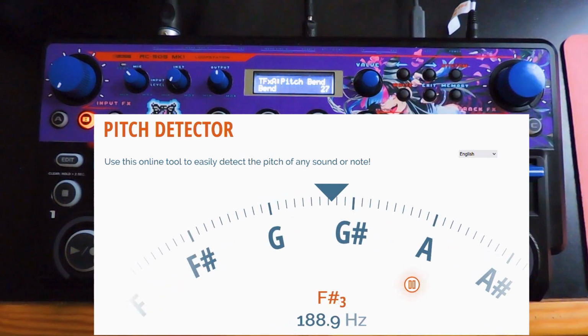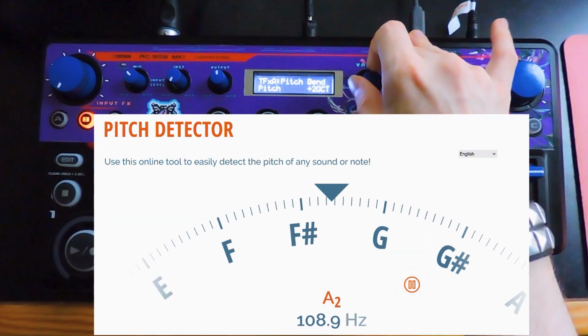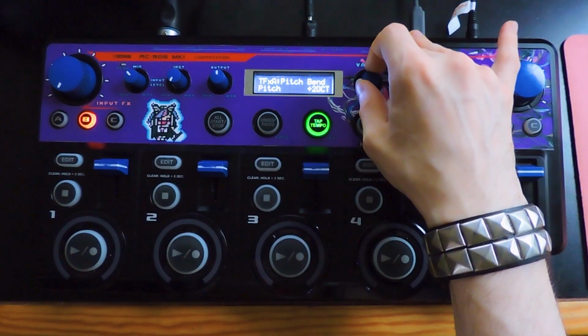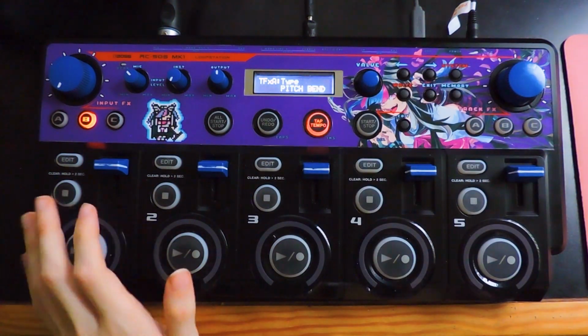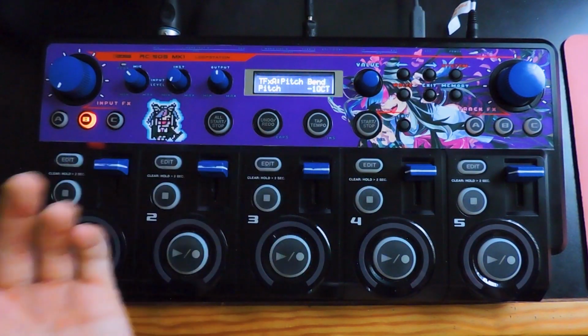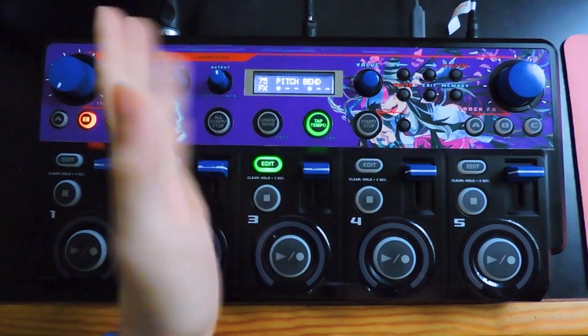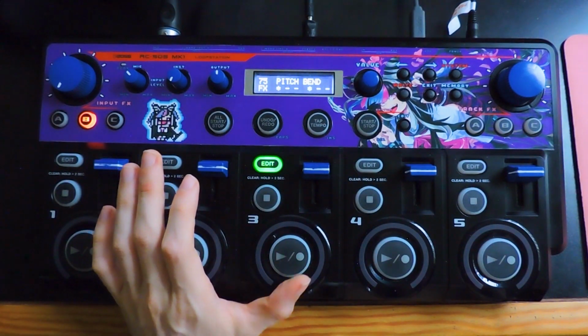A bend of 27 gives us one octave lower with a plus 2 octave pitch. Why does that happen? Anyways, that's not great. But there's still a lot that we can do with the pitch bend, regardless of its faults.